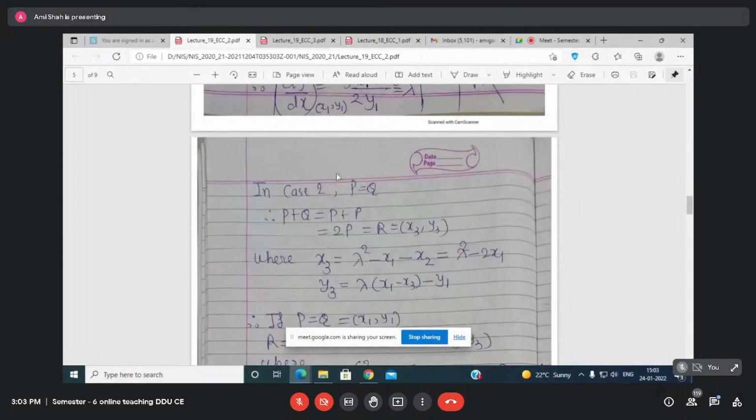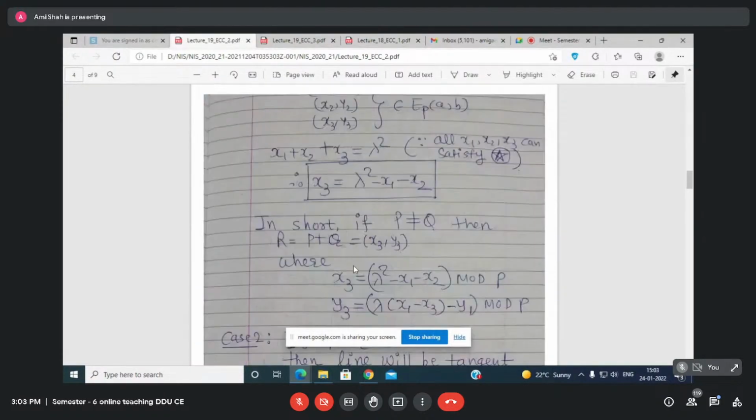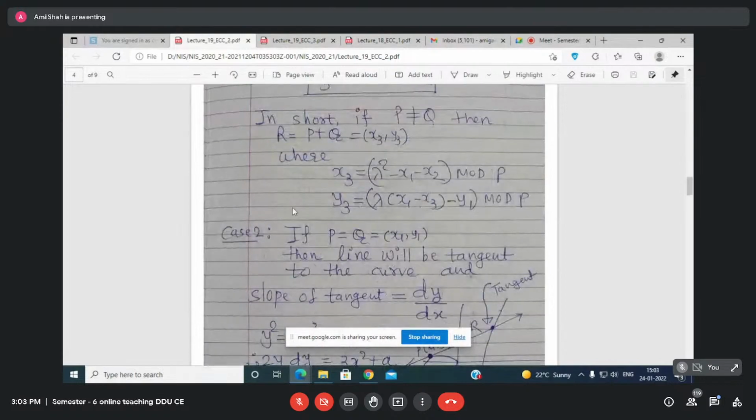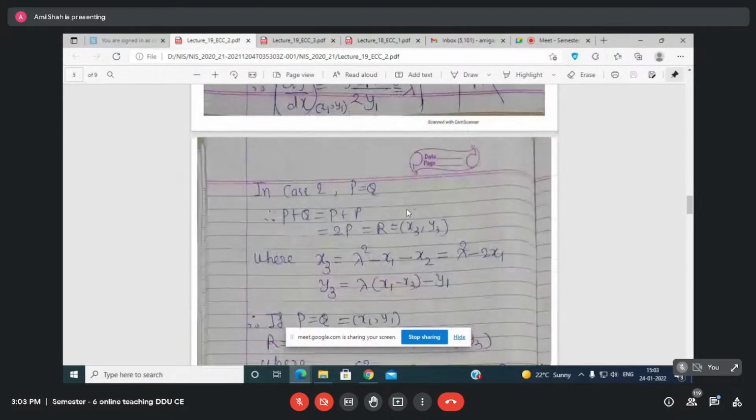Otherwise, in case number 2, if P equals Q, then if I perform P plus Q, both the points are the same. Either you write P or Q. So P plus P becomes 2P, right? So R equals x3, y3, that is 2P. Now how to calculate x3, y3? The formula remains the same. Nothing you have to perform again.